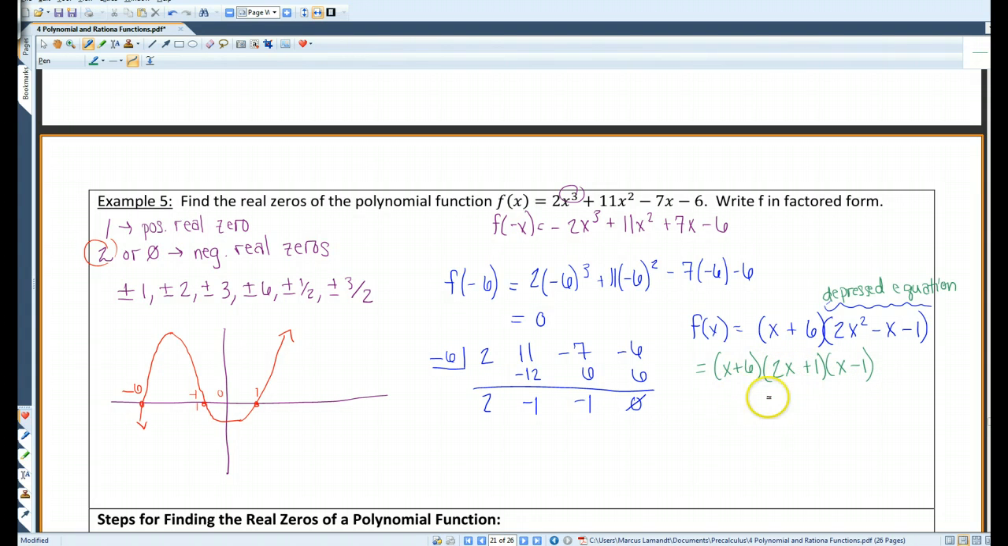So, these are our factors. X equals, oops, negative 6, negative 1/2, and positive 1. So here are my zeros, and here is the function in factored form.